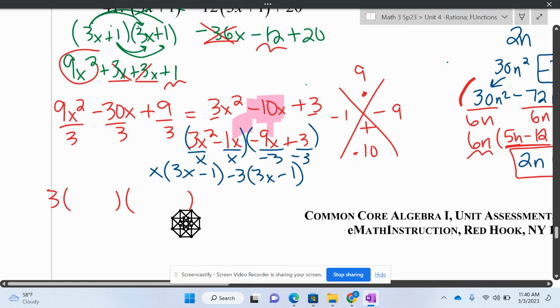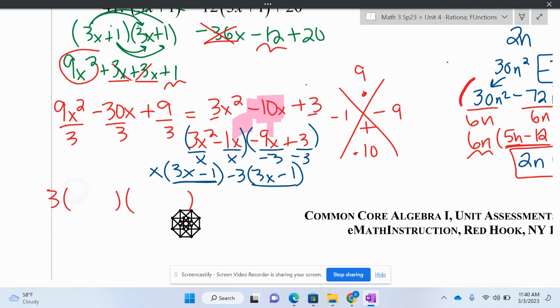So what do I have? Well, I have a copycat, which has to go together in the first blank, 3x minus 1. And then you take what you have left over and you put it in the second parenthesis. My leftovers are x minus 3. So this is what number 41 is, completely factored.